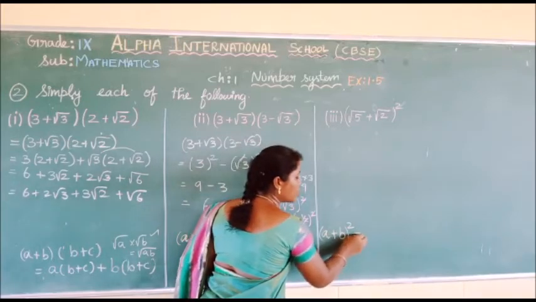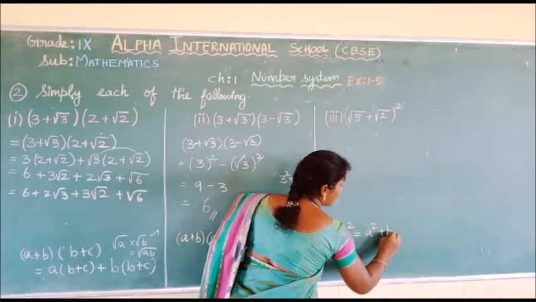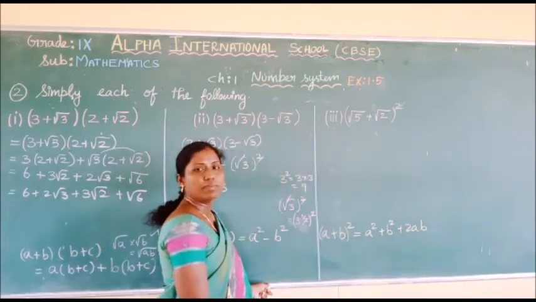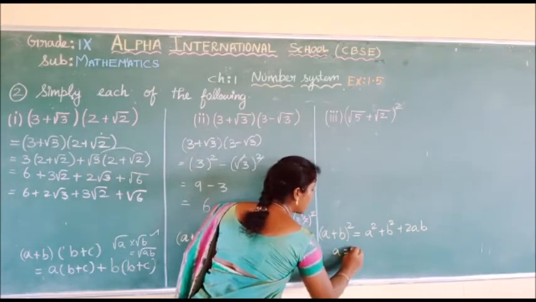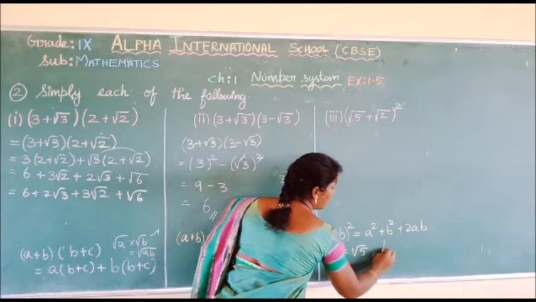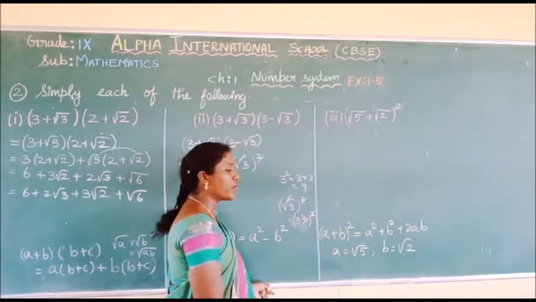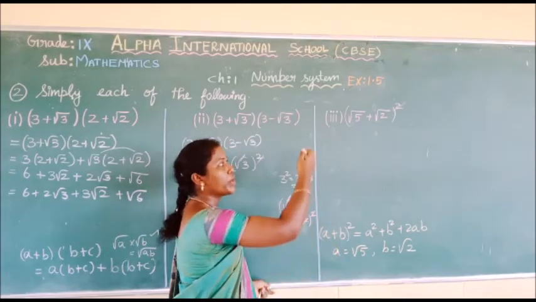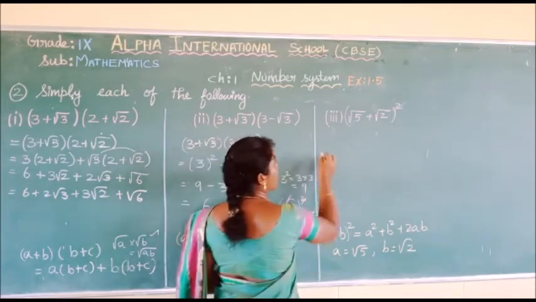What is the expansion of a plus b the whole square? A square plus b square plus 2ab. What is a here? In the given question we can take a as root 5 and b as root 2. So using this identity we are going to expand the given question and find the answer. Yes, let us solve it.